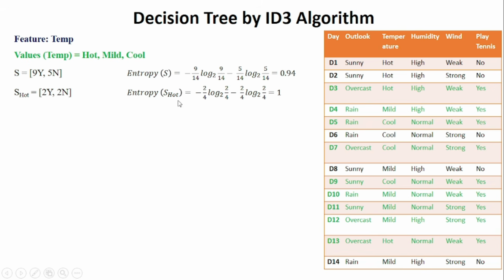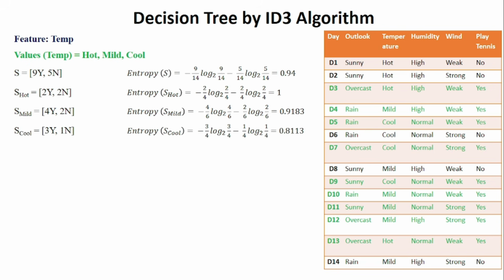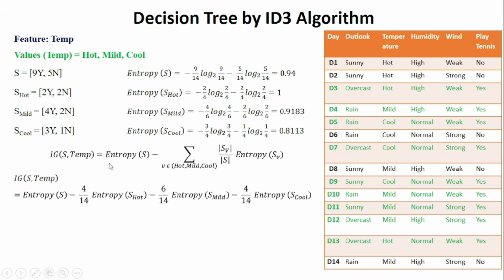So entropy of S strong is equal to 1, entropy of S mild is equal to 0.9183, and entropy of S cool is equal to 0.8113. As per our information gain formula, we are going to repeat the same equation. In that case, we will get IG, information gain of temperature, as 0.030.